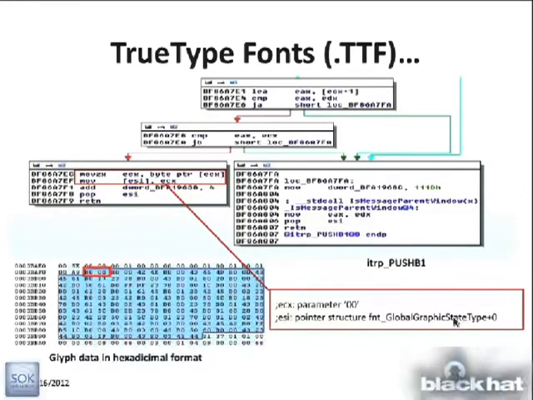And the following opcode value 00 is a parameter of the ITRP_push B1. The ITRP_push B1 instruction will push and store the 00 parameter into the state base of the FNT_global_graphics_state type structure. And this structure will iterate over each instruction in an instruction set to define how character features should be rendered.